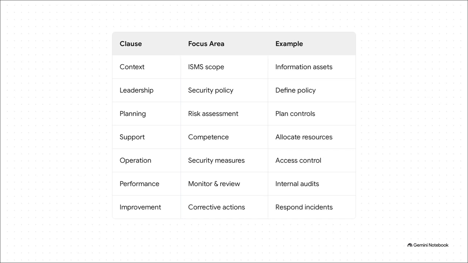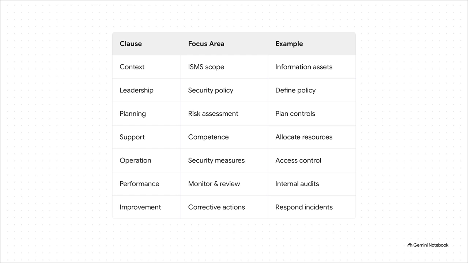Let's look at another example, this time ISO 27001 for information security. Again, 7 clauses. Context focuses on understand ISMS scope and context. Example, identify information assets and interested parties. Leadership is management commitment and security policy. Example, top management defines information security policy. Planning focuses on risk assessment and treatment. Example, identify risks to data and plan controls. Support is resources, competence, and awareness. Example, provide security training and allocate resources. Operation focuses on implement and control security measures.